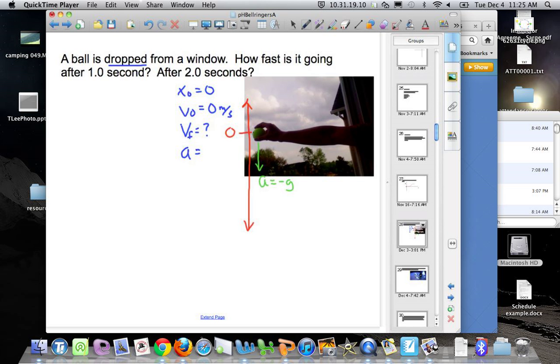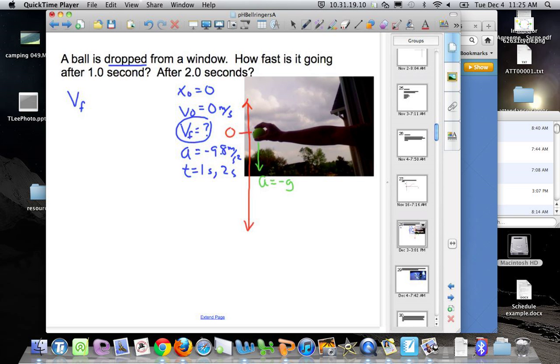We know the acceleration is negative 9.8 meters per second squared because it's a free fall problem. We recognize that. And we know that we want to find the velocity at 1 second and 2 seconds. So we're going to do basically two parts of this problem. The first part, we'll look at the velocity after 1 second, and then we'll look at the velocity after 2 seconds. So we're trying to find velocity.